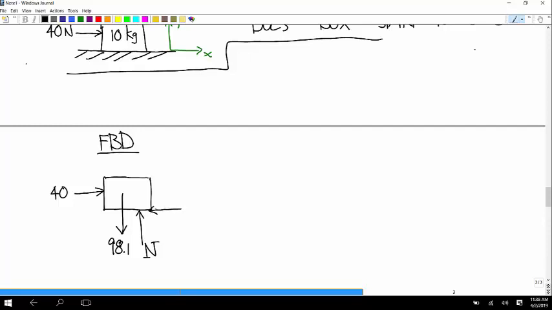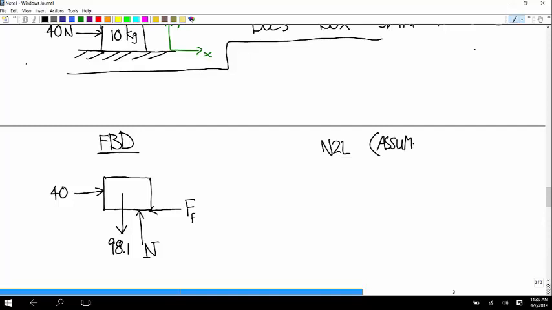It goes opposite the direction that the acceleration would be if there was no friction. You can think about it that way. And that's all the forces. So now we're going to use Newton's second law, and we're going to assume that it stays at rest.